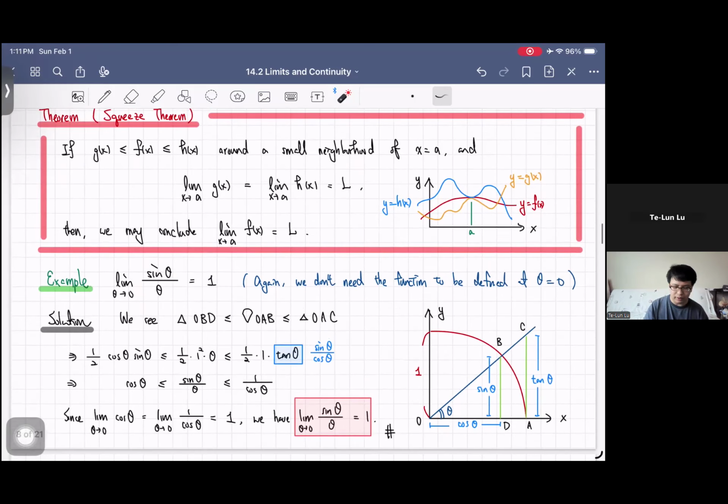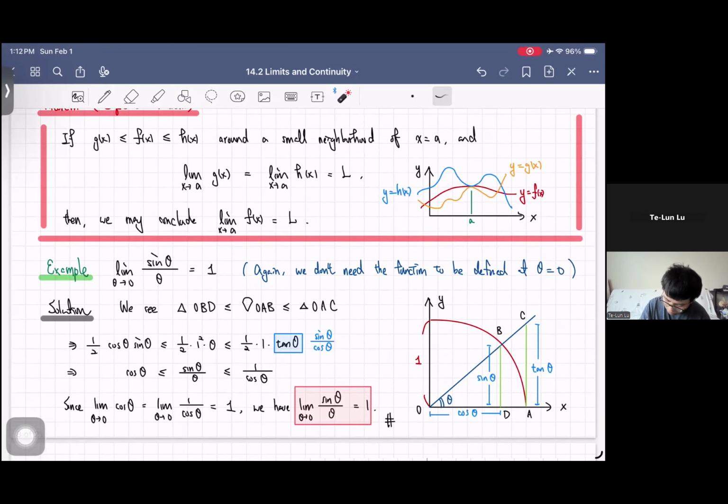Okay, so a nice trick about this kind of limit is this diagram here. You see that I drew a unit circle, actually a fourth of a unit circle, where the radius is 1. If I label the origin as O, this point is B, this point is D, this point is C, and this point is A, with the angle theta, you see that by definition, this length is cosine theta, and this one is sine theta, whereas this one is tan theta. So the inequality that we will use is that the area of triangle OBD is less than or equal to the sector OAB, which is less than or equal to the area of triangle OAC.